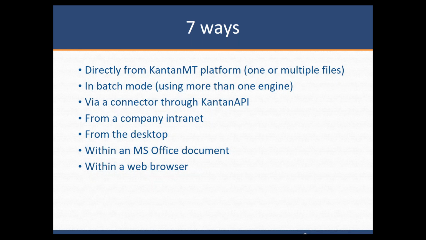Thank you. So basically, just to recap, there are 7 ways at the moment you can use your KantanMT engines. One of them is translating directly from the platform. You can do it for multilingual projects. You can use it through the API with your CAT tool of choice. You can embed it in your company intranet. Your project managers can use it from their desktop. And you can translate Office documents and web content with your own KantanMT engines.